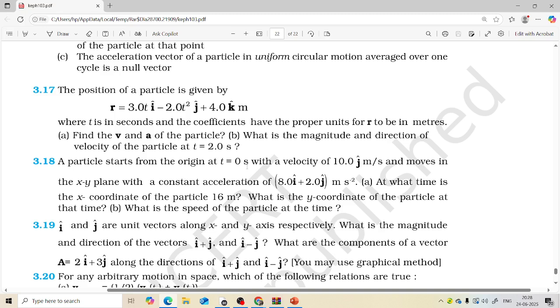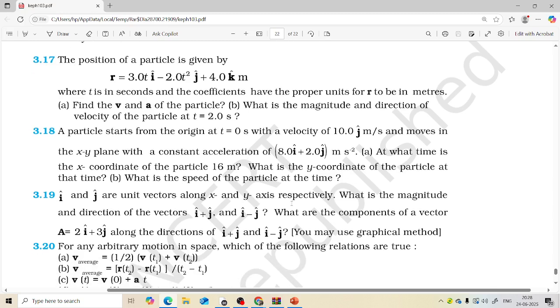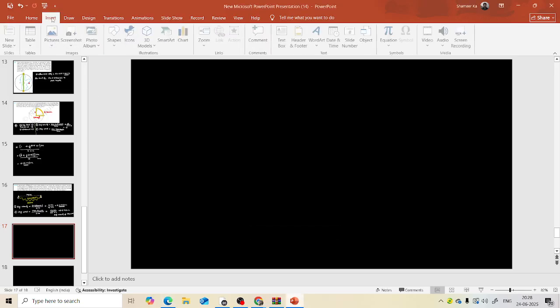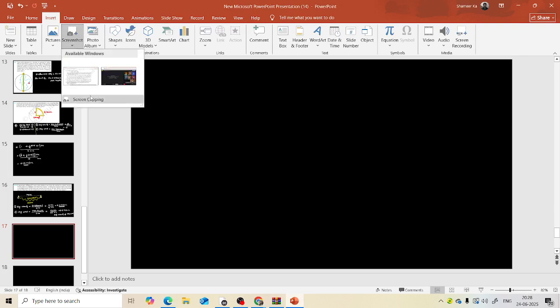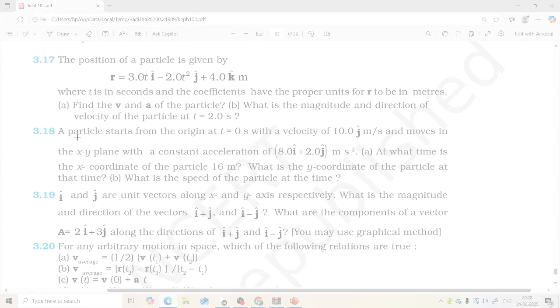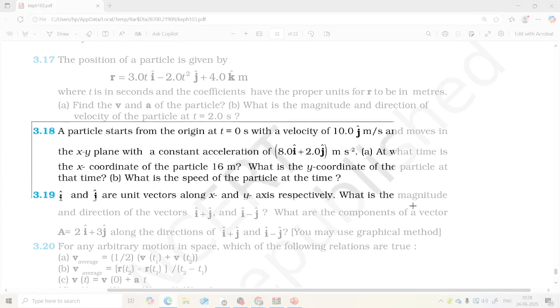Have you heard about differentiation, derivative anywhere? Sir, in maths. Maths. Definitely. 3.17 I will teach you later. Before that, I have to introduce derivative. Only one question is there in the exercise. No, not more. Only one question.